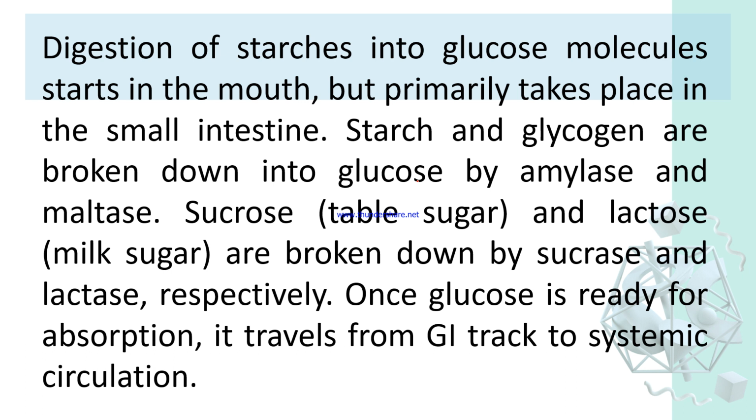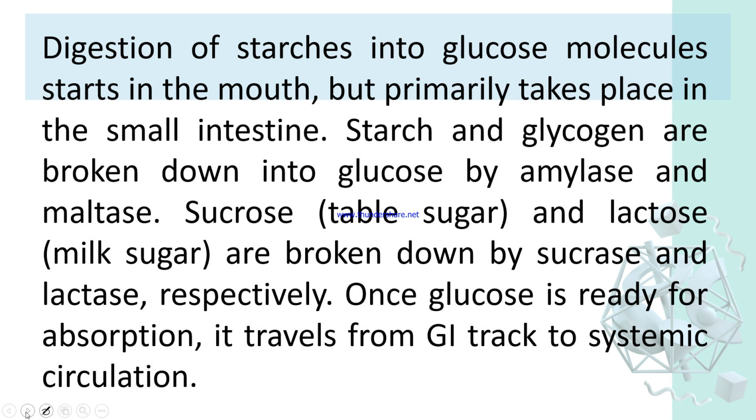So the digestion of starch: the food enriched by starch when we are eating will convert into glucose, and this starts from our mouth itself, but primarily it takes place in the small intestine. The starch and glycogen are broken into glucose by the enzymes called amylase and maltase, and the sucrose and lactose are broken down by sucrase and lactase respectively. So now once glucose is ready for absorption, it travels from GI tract to systemic circulation.